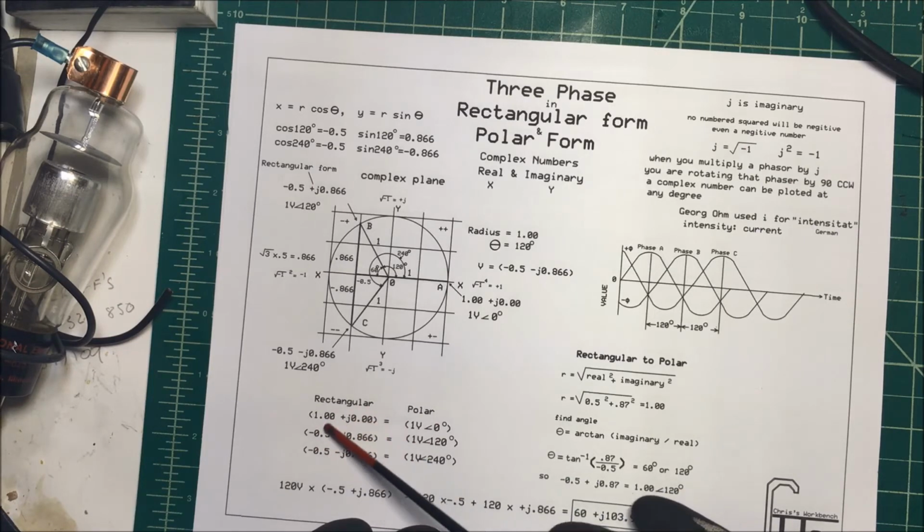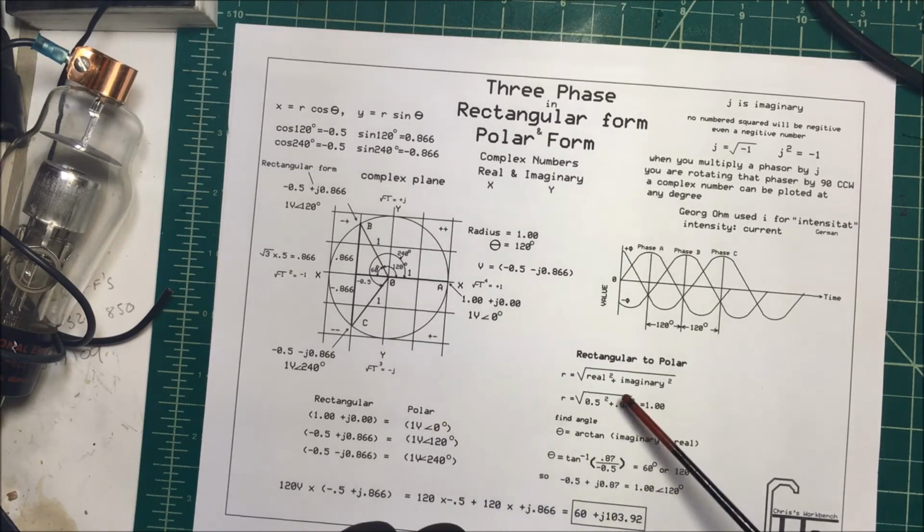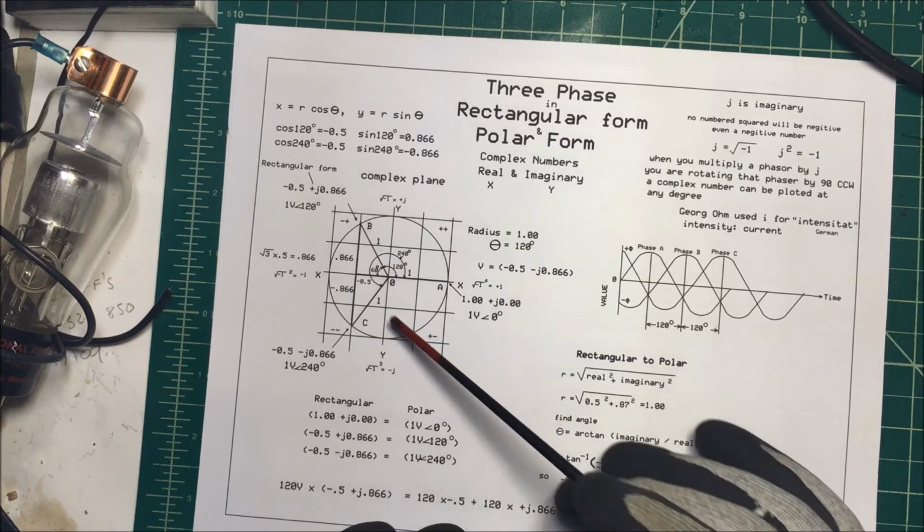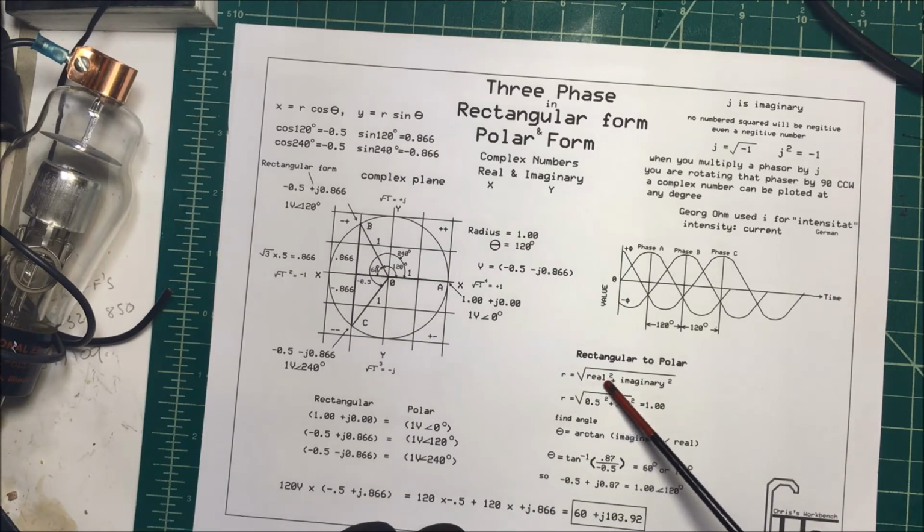So these three phases can be written just like this. Now in polar form, it's written like this. To get to polar form, we just take our hypotenuse. We write that down first. So we just take the Pythagoras' theorem here, and we get our 1. Okay, and to find the angle, this is our angle over here.